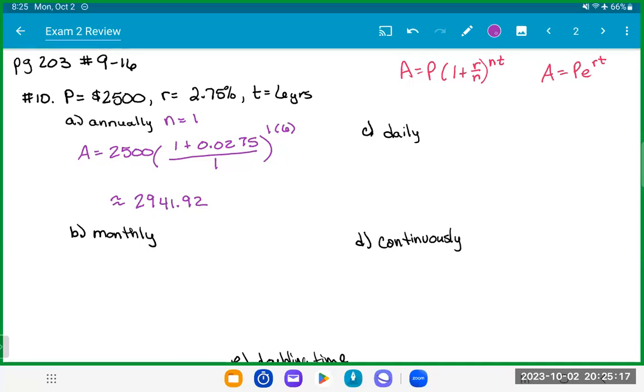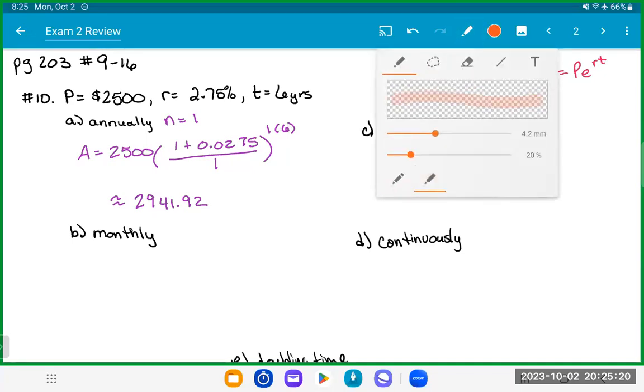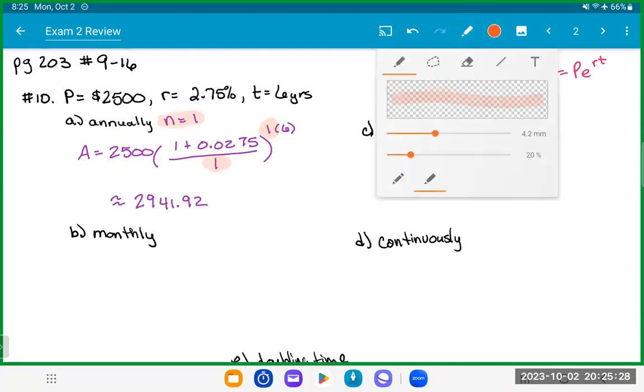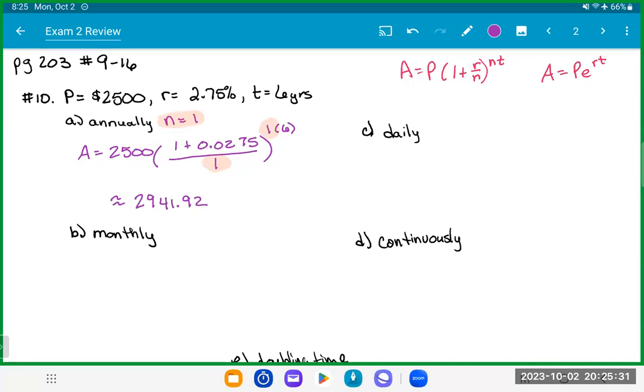So I apply that same formula, right? Here the number of compounds is what changes in each of those iterations. If I'm looking at it monthly, then my n is equal to 12, since I have 12 months in a year. And so everywhere I have highlighted up there, the ones, I would change those values to a 12. And so my accumulated value is going to be approximately $2,947.93 after 6 years if I'm compounding monthly.